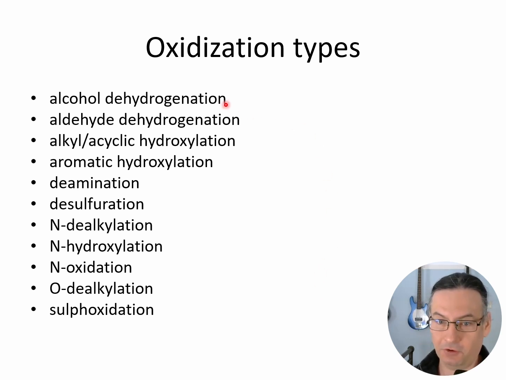So, alcohol dehydrogenation. We're taking an alcohol and removing a hydrogen from it and oxidizing it. We can work on aldehyde compounds or alkyl compounds. We could have aromatic rings that we strip off. We can remove amine groups, NH groups, from it. We can remove sulfur groups. We can dealkylate it, and so on and so on. We're essentially just going to take away electrons and modify the molecule.